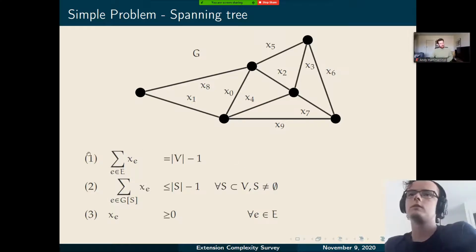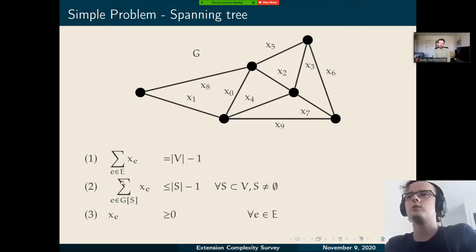So these first and third constraints are quite obvious. With the third constraint, we're just ensuring that the value at each variable is going to be non-negative. And the first constraint is just saying that, well, if we sum up all of these values, we should get exactly the number of vertices minus 1. And if you've got a tree on n vertices, you know you're going to see n minus 1 edges. So that's where that constraint comes from.